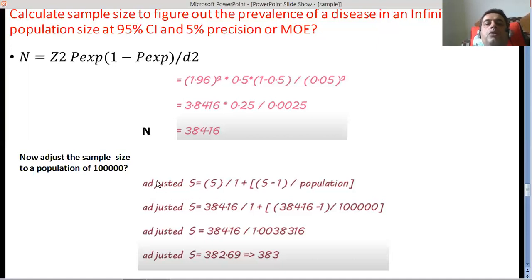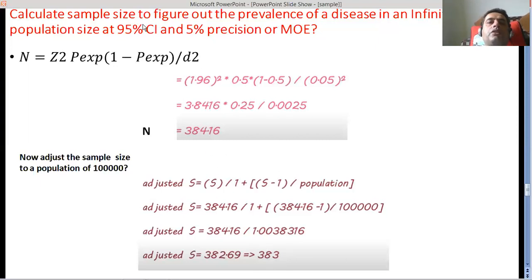The formula that you would use here is adjusted S equals S over 1 plus (S minus 1) over the population that you are going to adjust this particular sample size for. You just put these values in here, put your population size here, and do the calculations. So you will get this adjusted number. It is 383.